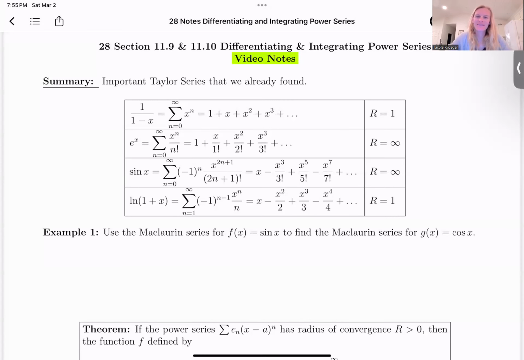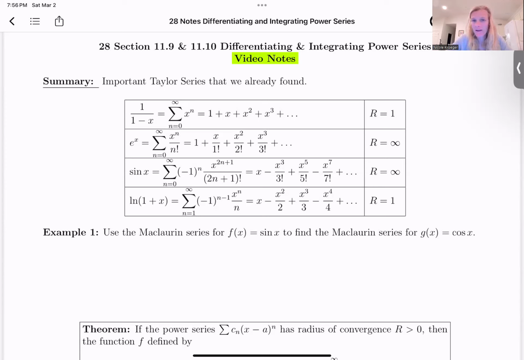Today, again, we're going to use those Taylor series that we already know and manipulate them to get Taylor series or Maclaurin series for functions that we don't know the Taylor series for. And today we're going to start out with this example of using the Maclaurin series for sine to get the Maclaurin series for cosine. Remember, our Maclaurin series are Taylor series centered at 0.